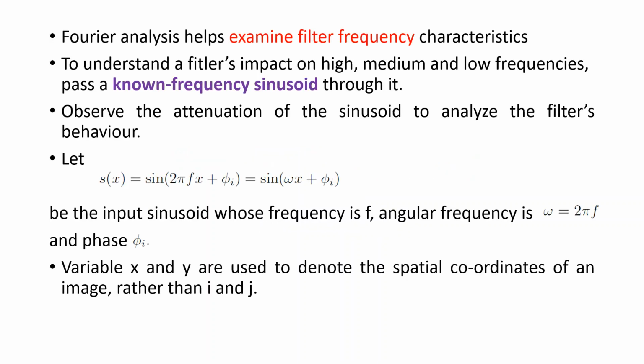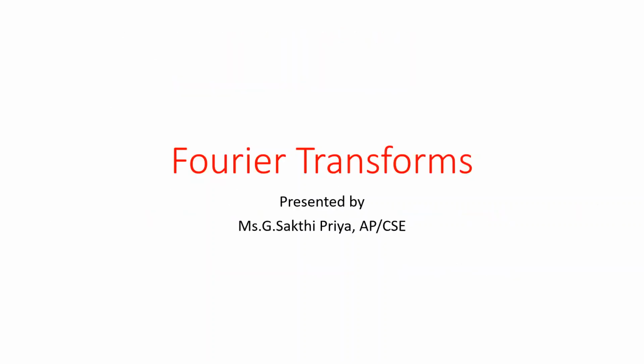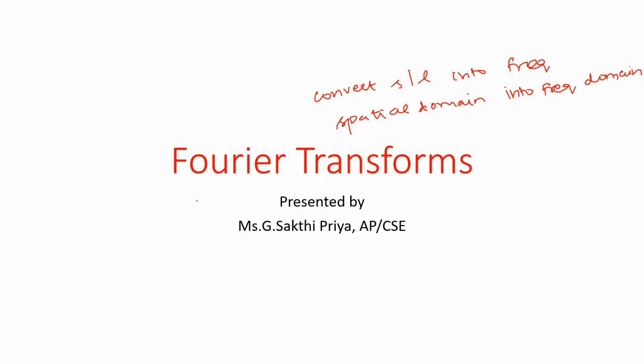Fourier transform. So Fourier transform is mainly used to convert the signal into the frequency domain. The main purpose of learning Fourier transform is to convert the signal into the frequency domain. So Fourier transform will convert the signal from the spatial, that is, real world domain, into the frequency domain. Why do we need Fourier transform?